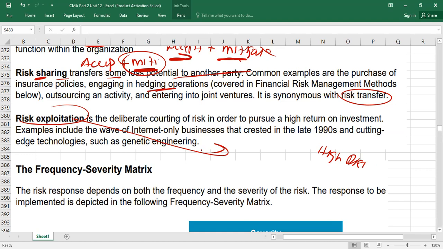Risk exploitation is the deliberate courting of risk in order to pursue a high return on investments. Understood? So you are taking high risk with the intention of high return. That is risk exploitation. So these are the strategies. As I told you, under risk management you cannot follow one strategy for all types of risk. Maybe you have to manage each risk by adopting different strategies, and the risk committee will propose these strategies. Understood?